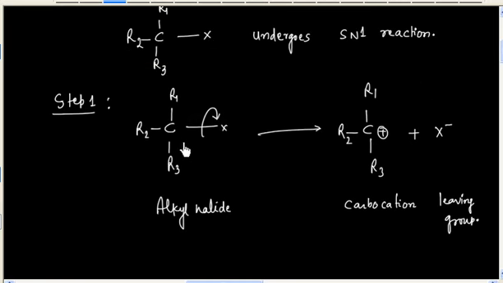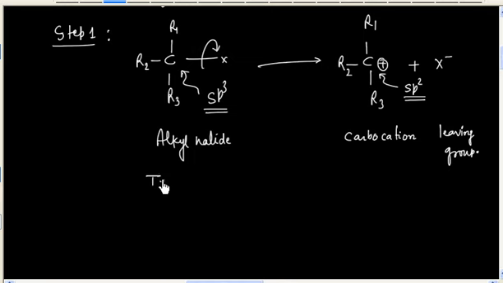In alkyl halide, carbon is sp3 hybridized. In case of carbocation, carbon is sp2 hybridized. Alkyl halide is tetrahedral in shape and carbocation is planar in shape.